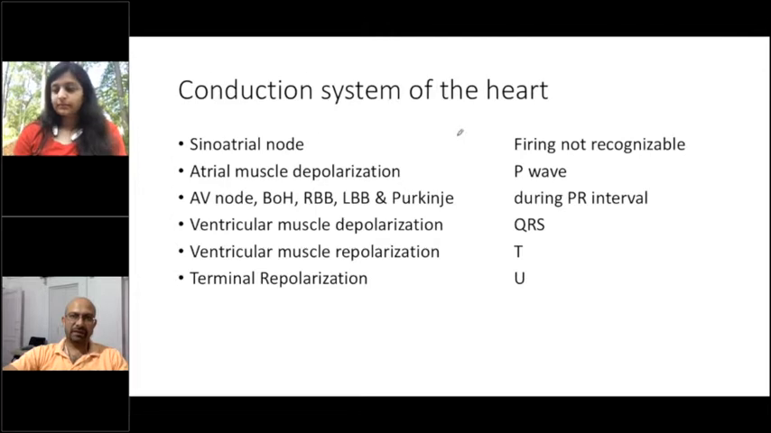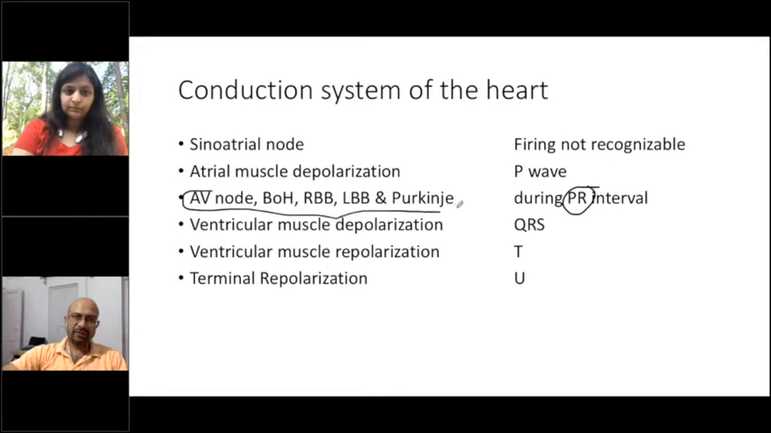So revising the same thing again, when the SA node fires, the firing is not recognizable. When the atrial muscle depolarizes, what we see is the P wave. The PR interval is usually caused due to the delay at the AV node. And this is the time when everything else is also depolarizing, but this is not recorded. The bundle of His gets depolarized, the right bundle branch and the left bundle branch get depolarized, but this does not get recorded. When the depolarization of the ventricular muscle mass happens, that's when we get the QRS complex. When the ventricular muscle mass repolarizes, that's when we get the T wave.